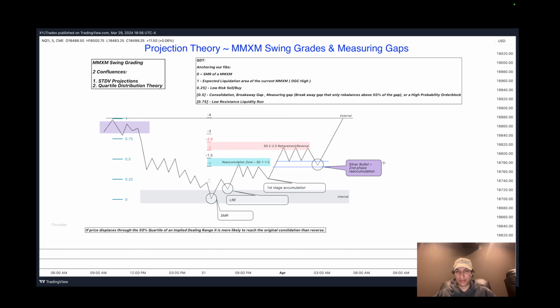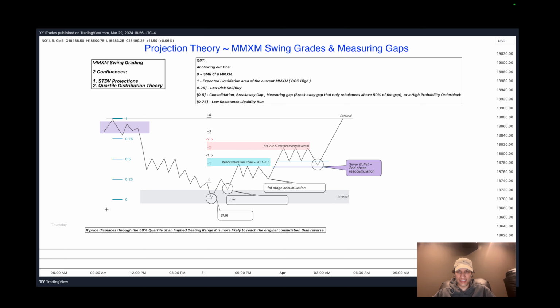So the first topic we're going to be discussing today is swing grades. Now, swing grades are equivalent to an implied dealing range of a market maker model. An implied dealing range is four quartiles between the area of smart money reversal in a market maker model and the suggested or assumed terminus of that buy or sell model.